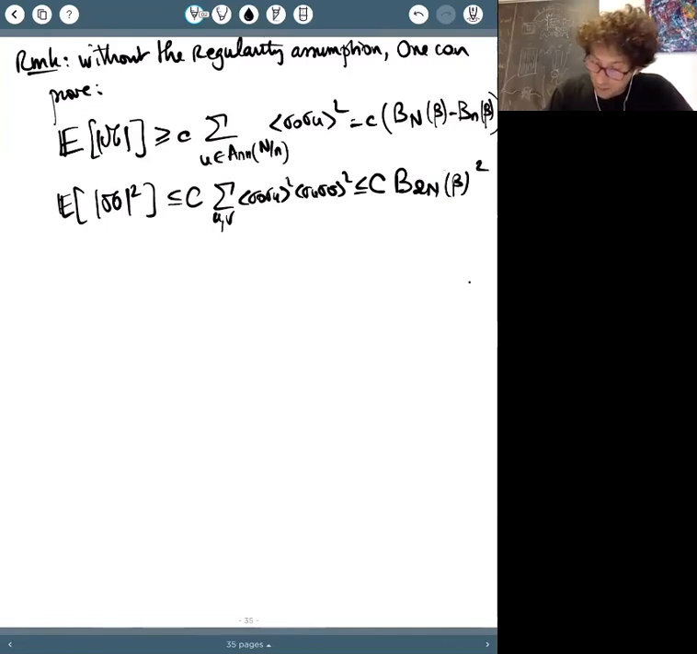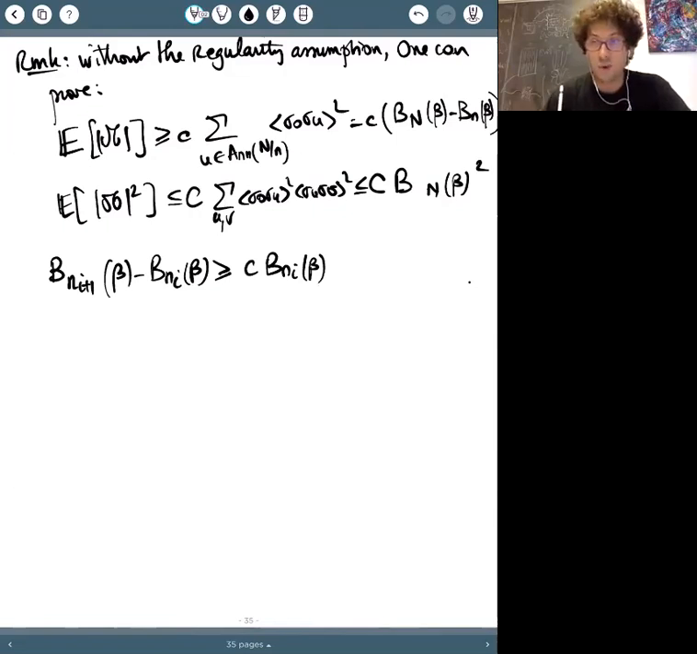Let's drop maybe even these two, okay? So here, in the general case, I don't have any information on the speed of decay of the spin-spin correlation. How should I choose the scales? Well, I should choose the scales in such a way that b_{n_{i+1}}(β) minus b_{n_i}(β) should be larger or equal to a constant times b_{n_i}(β). Otherwise, I have no chance to be able to get a second moment method.